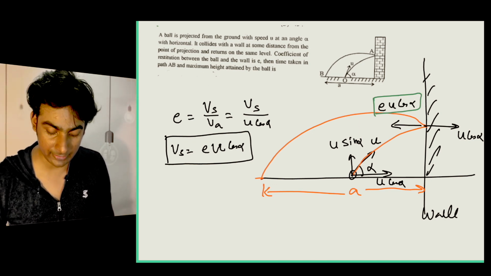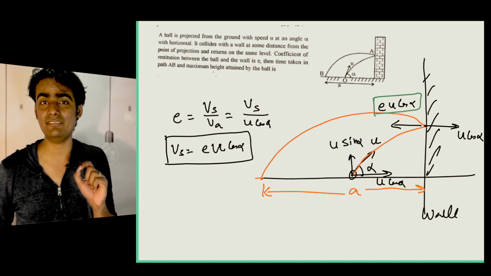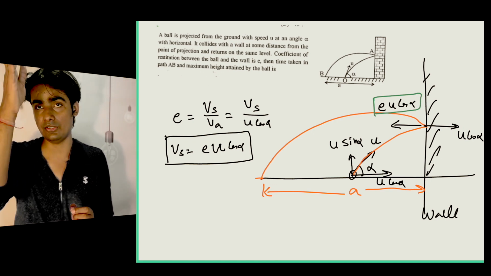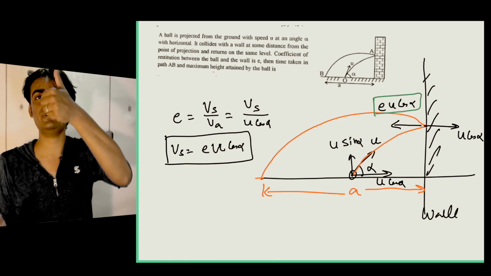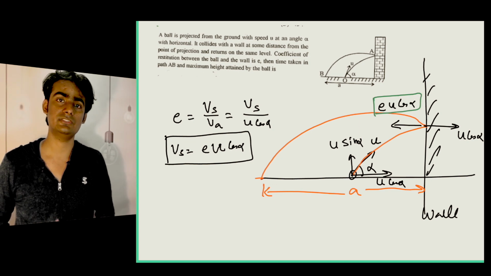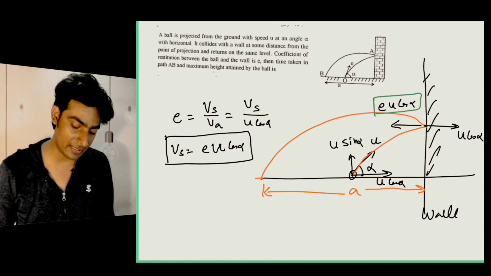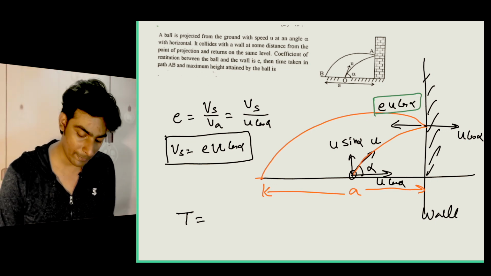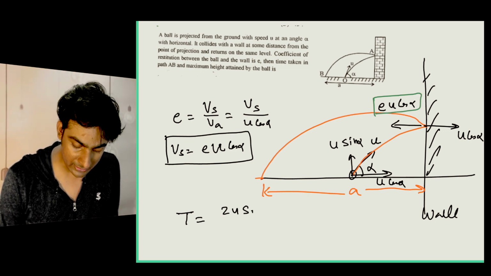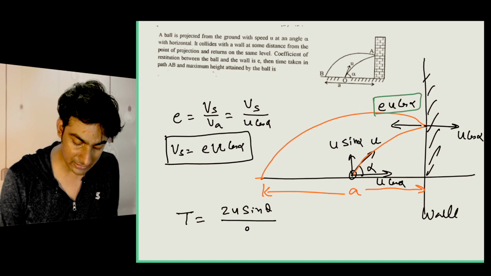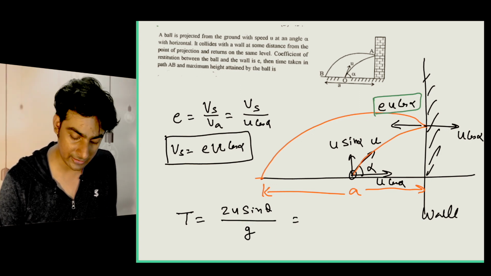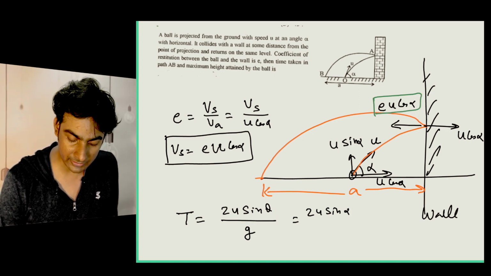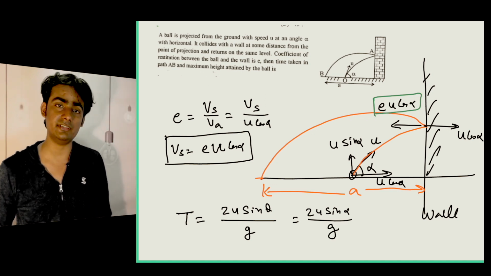Let's talk about the vertical. In the vertical direction there is only gravity acting and there is no friction on the wall. So vertical component will be unaffected. That means time period will be unaffected. So time period will be very simple to calculate. It only depends on the initial velocity. So 2u sin theta by g, that is the formula we have. So theta is here alpha, so 2u sin alpha by g, that is the time period here.